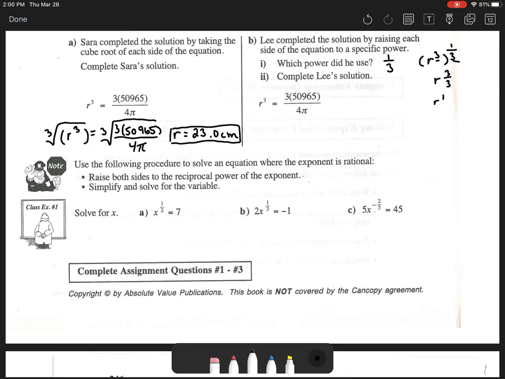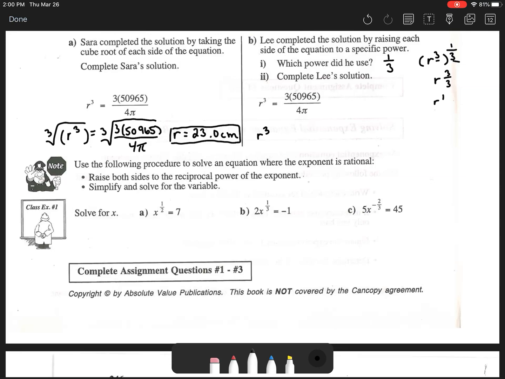So basically in these questions, the students will end up with the same answer. One discusses calculating the solution by taking the cube root. The other student talks about calculating the solution by raising each side of the equation to a specific power, which we call the reciprocal, of the value that is attached to the variable. I'll show you guys that in the notes coming up here very, very soon. So what happens is the following.